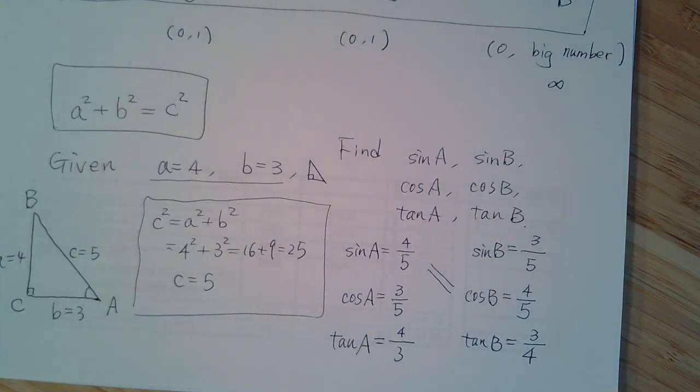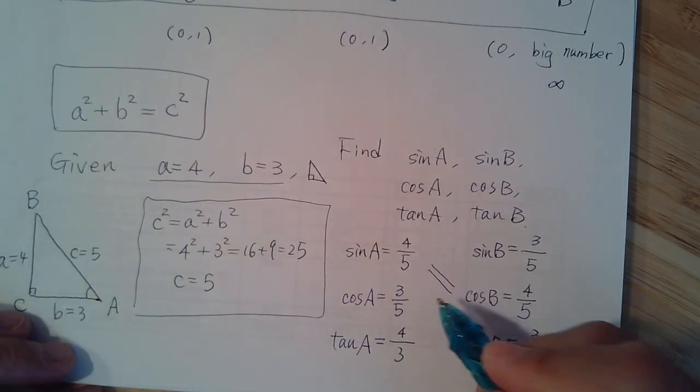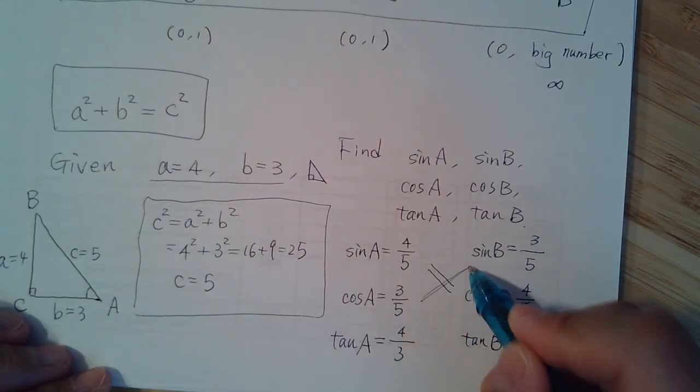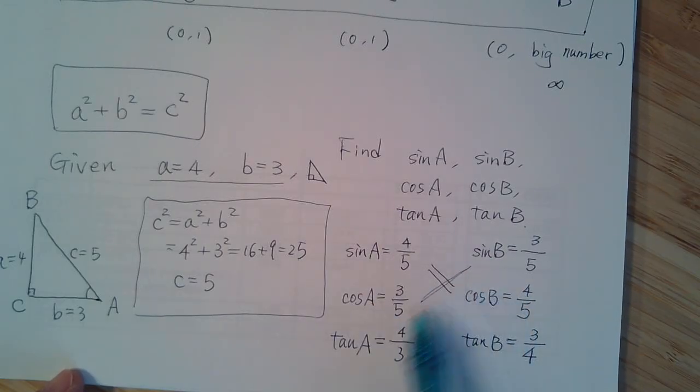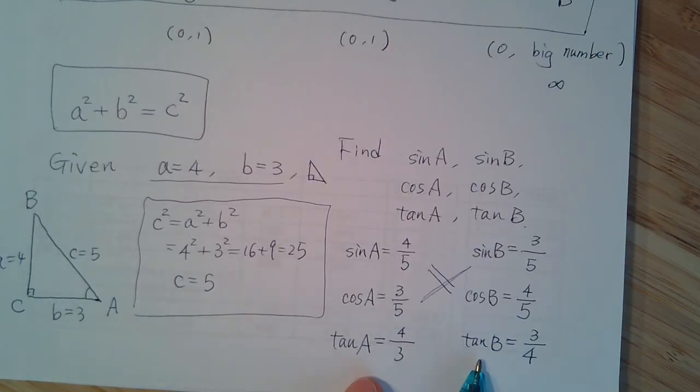Which means if two angles add up to 90 degrees, then the sine of one angle should be the cosine of the other angle. And they're very similar, so you can see this, right? Since A and B add up to 90 degrees, the sine of one angle should be the same as the cosine of the other angle. Interesting, isn't it? Now look at this, tangent A and tangent B. This is 4 over 3, this is 3 over 4. Therefore, if two angles add up to 90 degrees, their tangent values are reciprocals of each other. Sounds good?